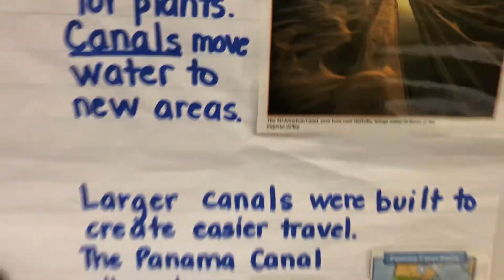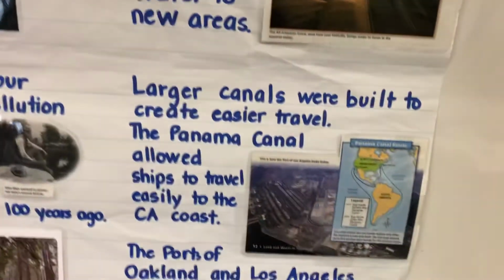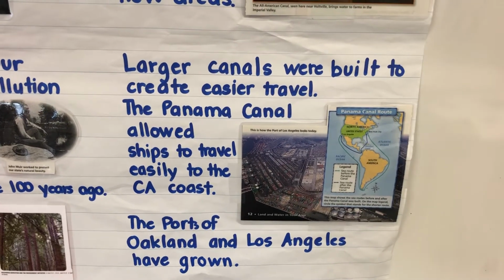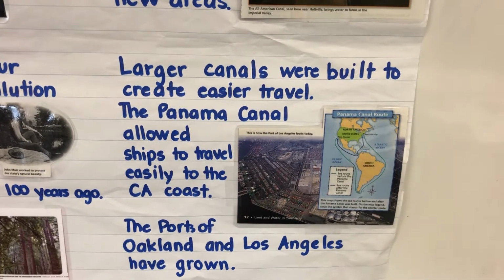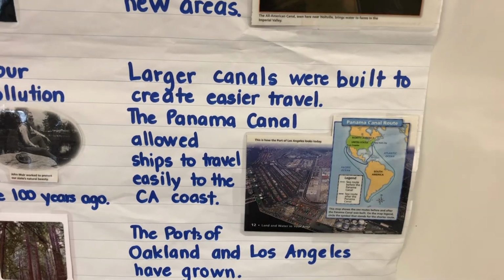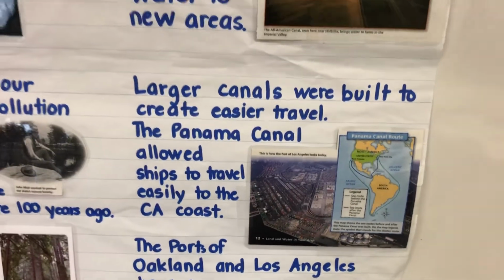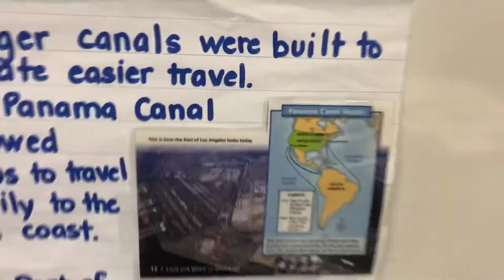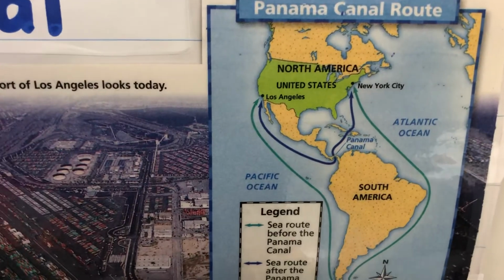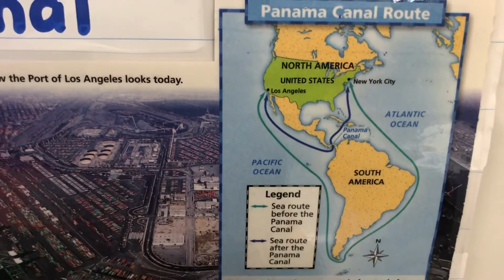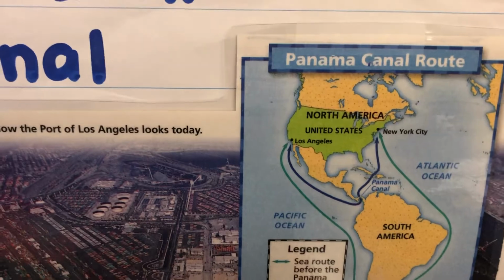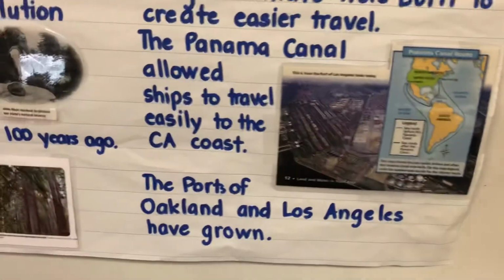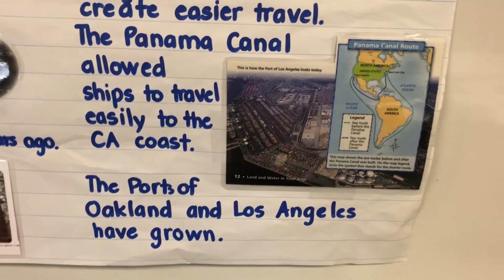Okay, well, we've also made some larger canals. And the largest canal built was the Panama Canal, which actually connects North America to South America. All right, and so if you look at this map, you could see the Panama Canal there. It used to take forever to go all the way around South America. Now they just go in between, right to the port of LA. And at the port of Oakland or Los Angeles, we're able to get goods even faster.